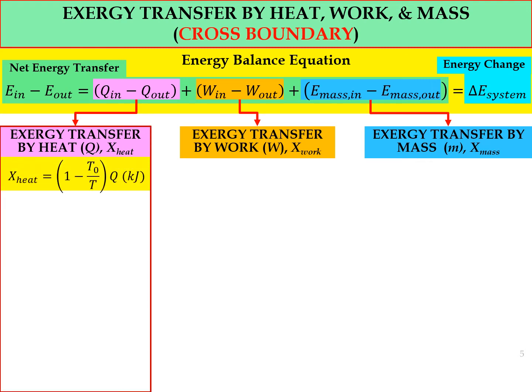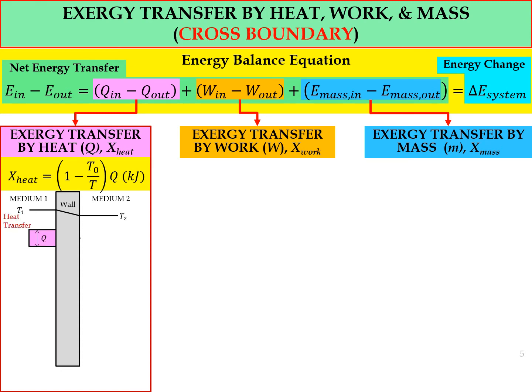First we look into the exergy transfer by heat. This is the equation: X heat is equal to, in the bracket, 1 minus T naught over T, times Q. And the unit is kilojoule. Let's say we have a wall, with medium 1 at temperature T1, and medium 2 at temperature T2. In this case, the heat transfer Q is constant from medium 1 to medium 2. However, in the entropy case, Q over T1 is the entropy at medium 1, and the entropy at medium 2 is Q over T2.